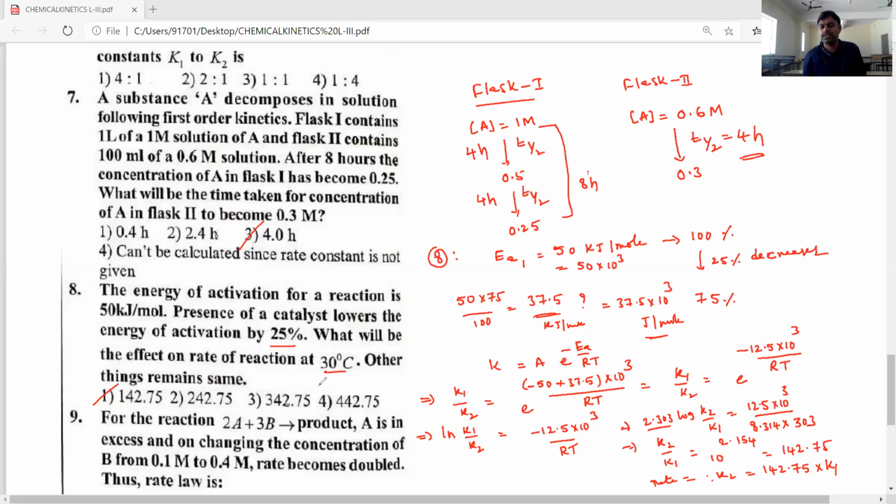Then K1 by K2 is equal to e to the power of minus 12.5 into 10 to the power of 3 by RT. So you apply ln, where ln e is equal to 1, then ln K1 by K2 is equal to minus 12.5 into 10 to the power of 3 by RT. That ln we have to convert into log. On the right side there is a minus symbol. For removing that minus symbol, ln K1 by K2 is nothing but minus of ln K2 by K1. Then minus minus will cancel. Then log K2 by K1 is equal to 12.